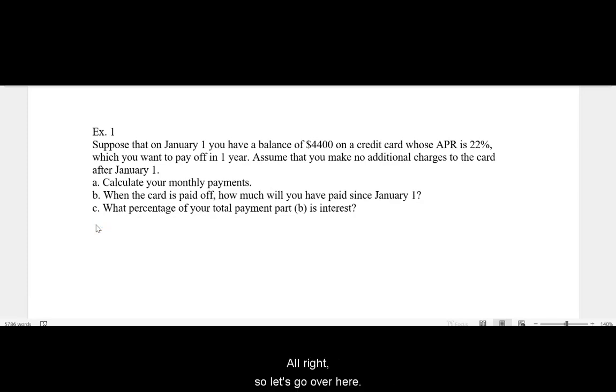All right. So let's go over here. We have a few things. We have the balance, right? So that's our principal. That's where we're starting. We have the interest rate is 22%. And we have the time. You want to pay this off in 1 year.